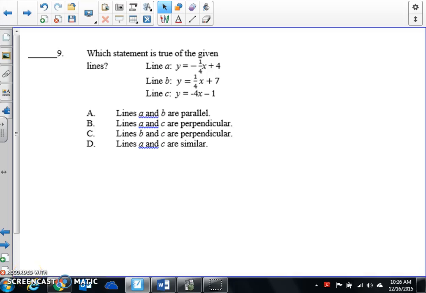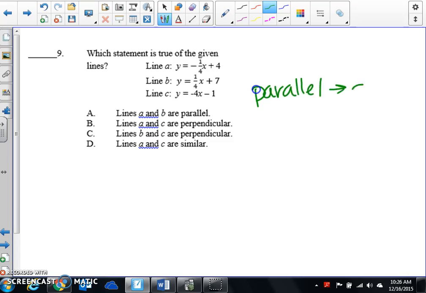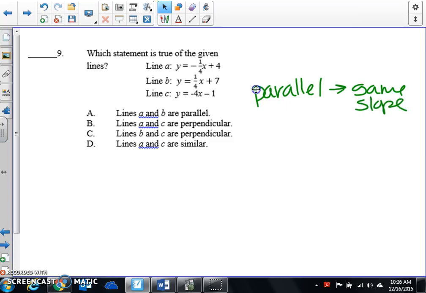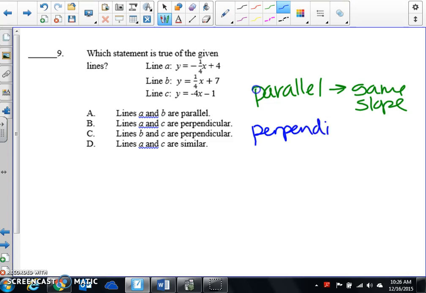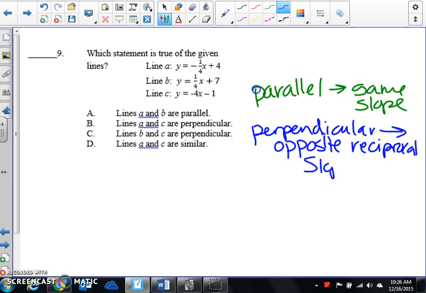Okay, remember when it comes to parallel and perpendicular? Parallel lines have the same slopes, so equal slopes. Perpendicular lines have opposite reciprocal slopes. So lucky for us, they put everything in y equals mx plus b.